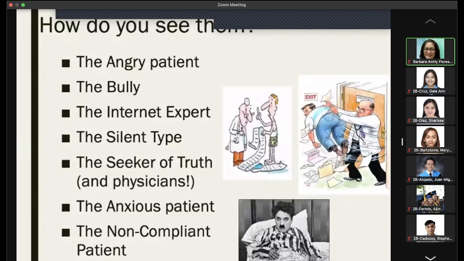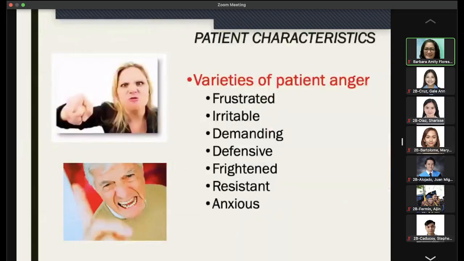So your angry patient, okay, they may be angry because they are frustrated. They get angry because they're irritable, because they're demanding, they're defensive, they're frightened, they're resistant, or they're anxious. So sometimes the presentation that you see is that of anger, but behind that anger are different emotions.